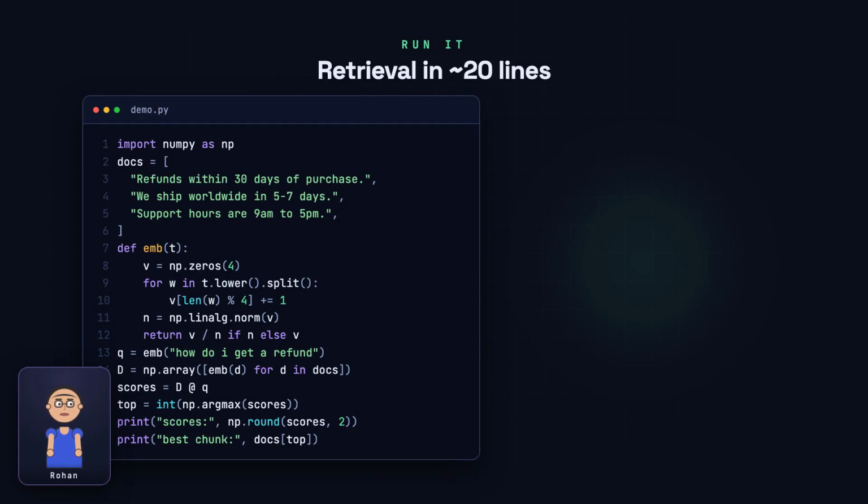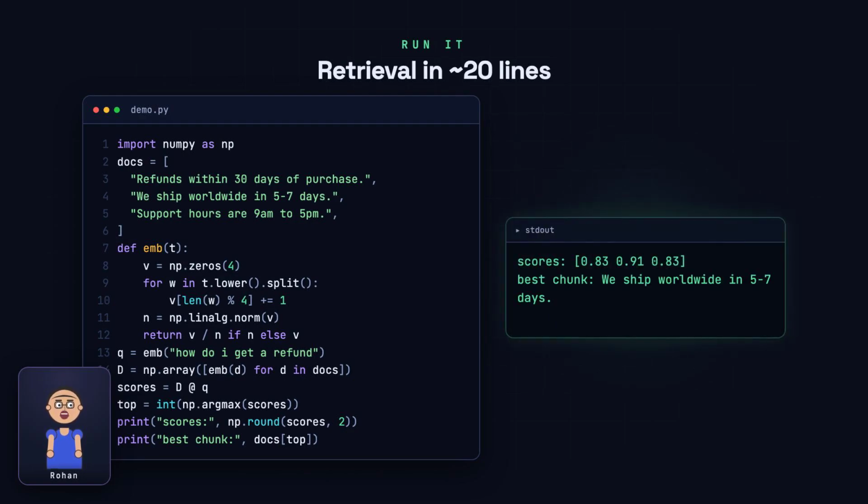Let's make it concrete. We embed 3 chunks and a question with a toy embedding, then score each chunk by dot product with the question vector. That's cosine similarity for unit vectors. The highest score wins. Real systems use trained embeddings and a fast index, but the shape is exactly this. Embed, compare, pick the nearest chunk.